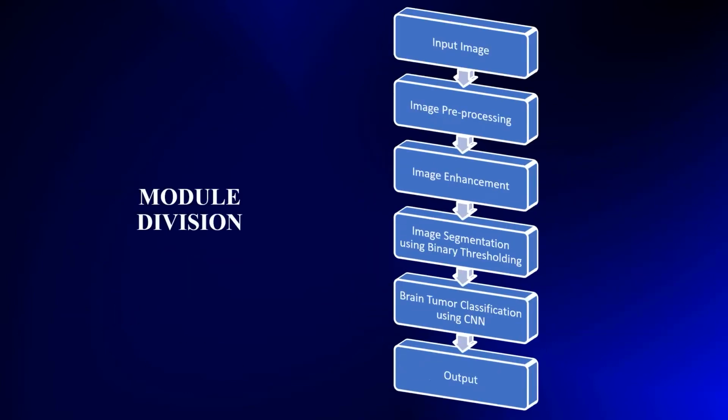Now, our module division starts with the input of the image into the model. Then the image would be pre-processed. After that, the image would be enhanced, where the image would be divided into multiple layers and enhanced accordingly. The next step would be image segmentation using binary thresholding. After this step, the next step would be brain tumor classification using convolutional neural networks. After all these above steps are done, we will get the output, which will define if the input image has a brain tumor or not.